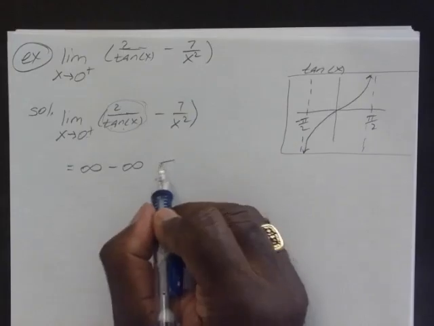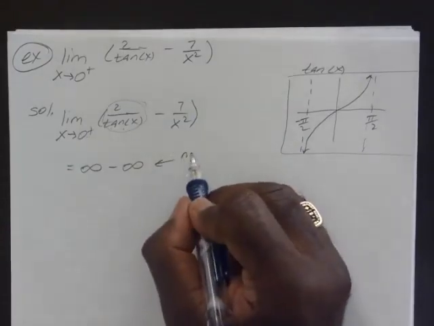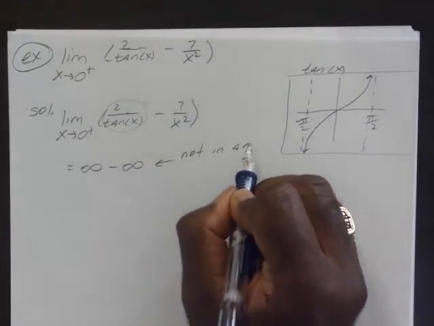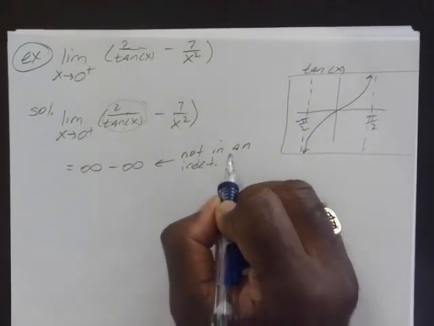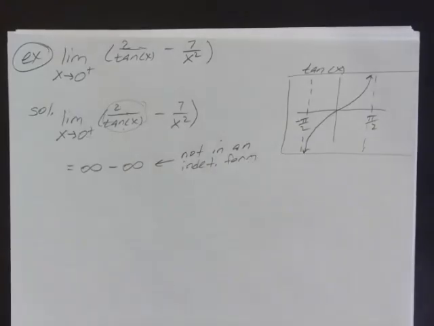Okay, so we can see that this limit is not in an indeterminate form. So we can't use L'Hopital's rule yet.